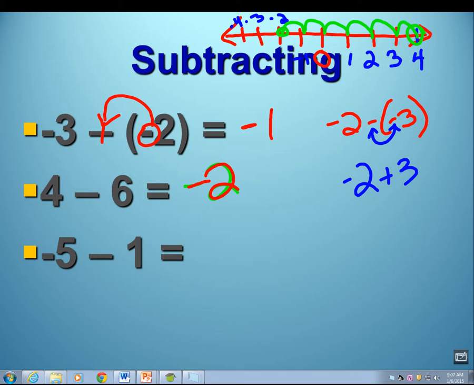All right, lastly, we have -5 minus 1. Minus means we're going to the left on the number line. So what are we going to end up at? Yeah, -6. Good job. You guys are understanding. This is tough stuff.